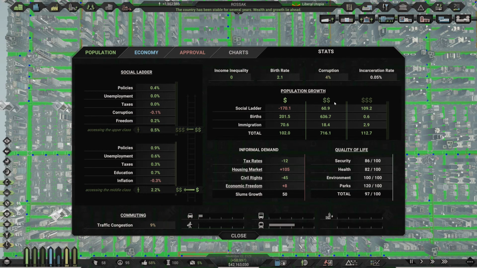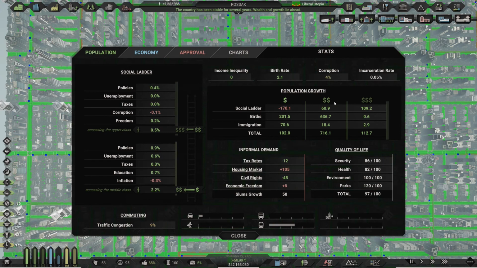You can see that the trains are transporting close to 60% of the people, 55-60% of the people. And that's just so awesome. That's what brings the traffic congestion down to such a low number. This stats screen has all kinds of good statistics.